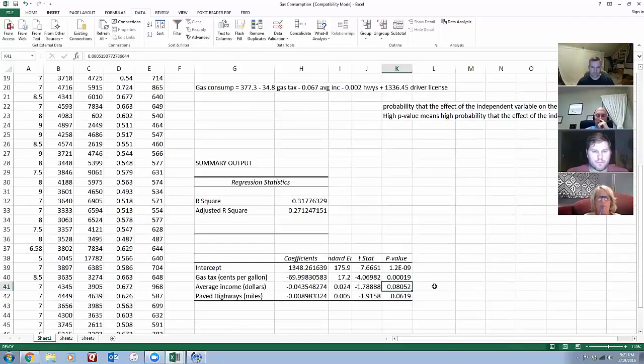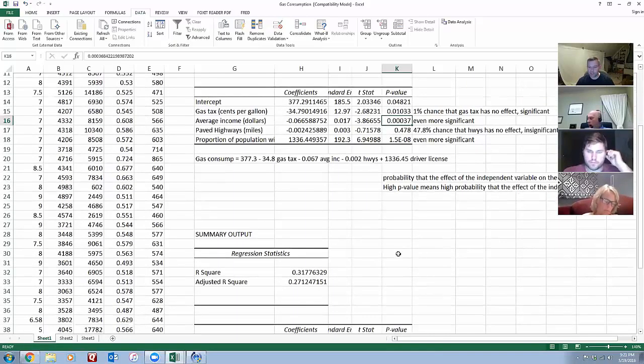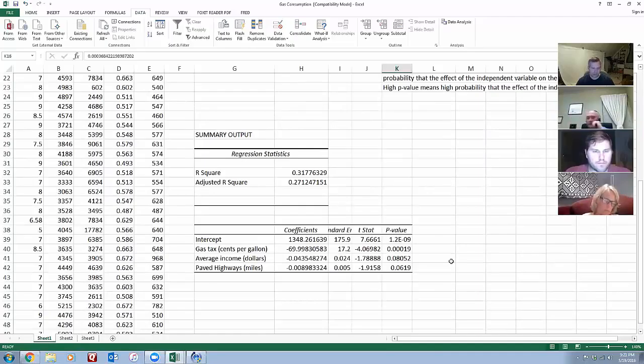So usually we say, you can talk about things being significant at the 10% level, and so if your p-value is less than 10%, you could still say that it's significant. In this case, the average income variable still is significant at the 10% level. But before it was really small. In the first model, it was significant at the 1% level because it was tiny. Here, it would not be significant at the 1% level.